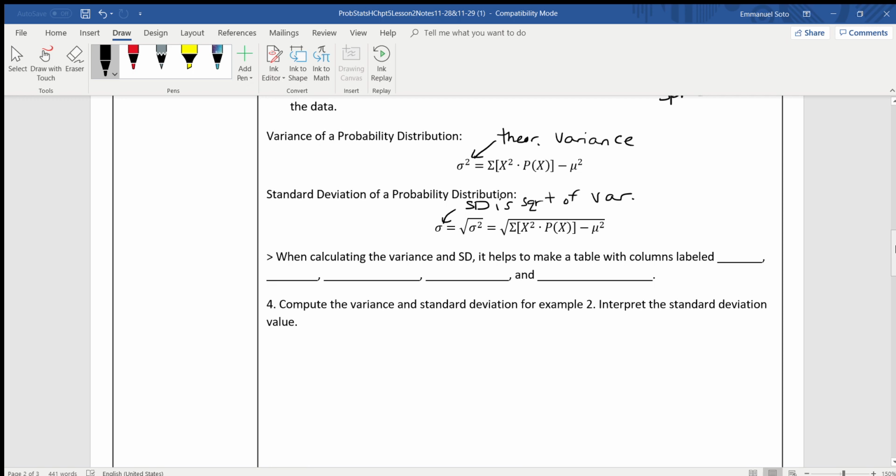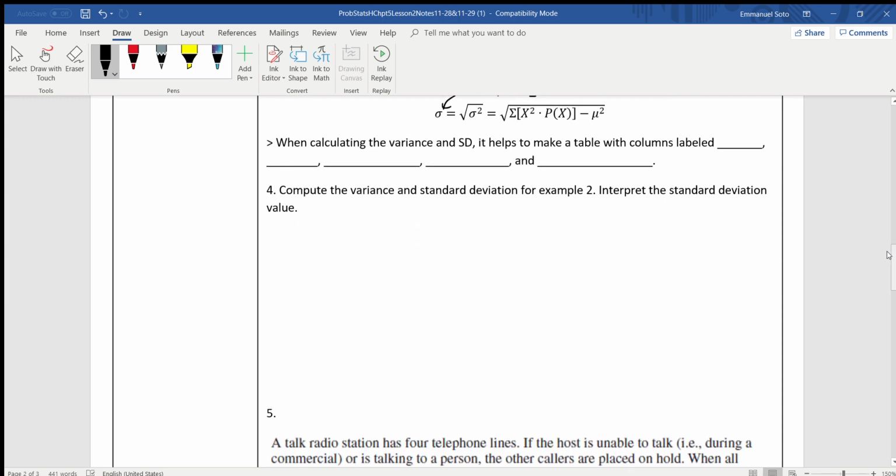When calculating these, what I like to do is employ a method where I make a table with columns. I like to label the columns x, p of x, which is for your probability distribution, and then x squared, then x times p of x, and the last one is x squared times p of x. That's what I like to use when I calculate the variance and standard deviation.